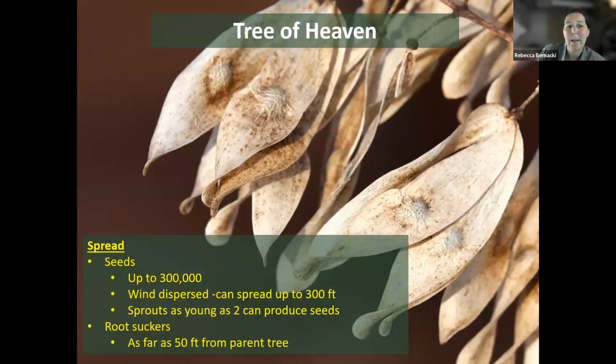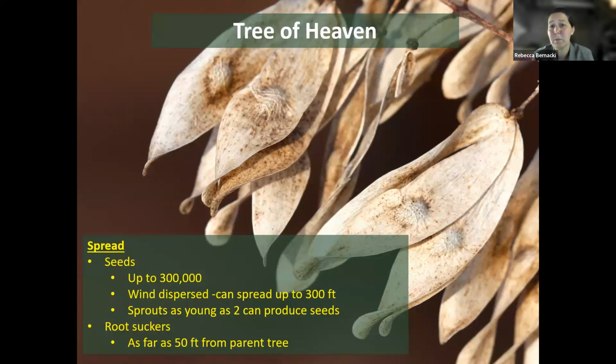The seeds are going to hang out on the trees and persist throughout the winter and dry as the summer moves on. The species is really spread by seeds. A single tree of heaven can produce up to 300,000 seeds. And like our maple seeds, these are dispersed by the wind, so they can spread up to 300 feet from the parent tree. As Sean talked about, a lot of our invasive species have high reproductive potentials. So not only does this species produce a lot of seeds, it also produces those seeds at a very young age. Sprouts as young as 2 years old can produce seeds.